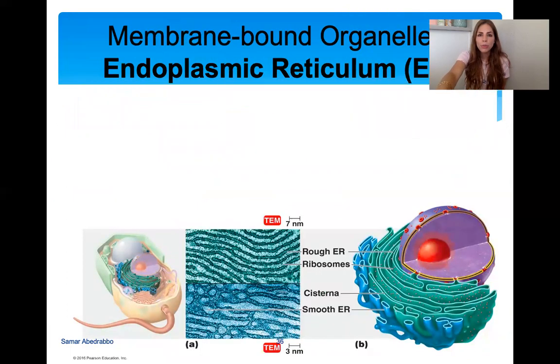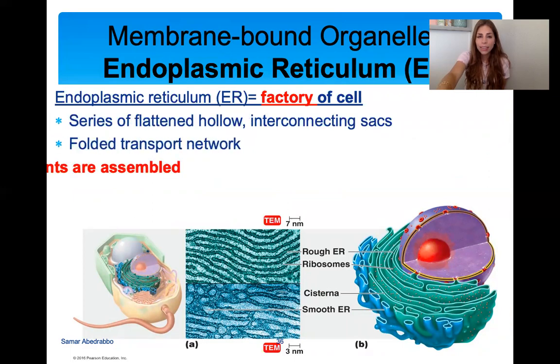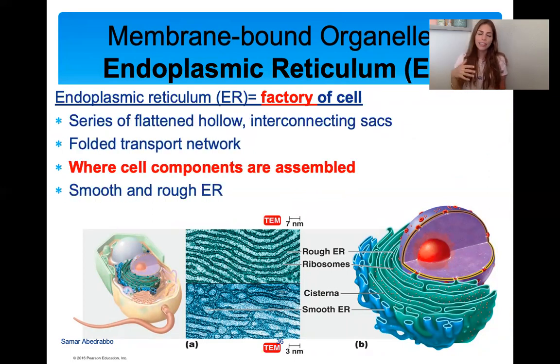Another membrane-bound organelle is the endoplasmic reticulum. The function of the endoplasmic reticulum is it's the factory of the cell. It's where all the macromolecules are made. So you have the nucleus. So the nucleus houses the DNA. Outside the nucleus, you have the endoplasmic reticulum. This is where cell components are made. And we have smooth endoplasmic reticulum and rough endoplasmic reticulum. Smooth ER is called smooth because it doesn't have anything on it. Rough ER is called rough ER because it has ribosomes on it.